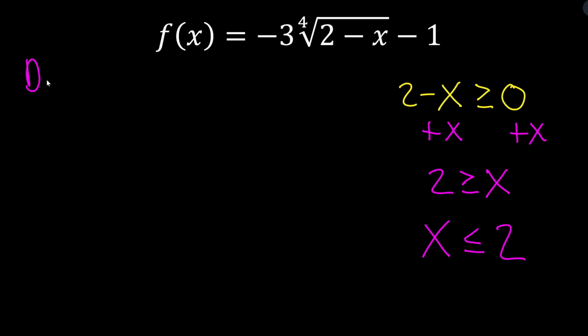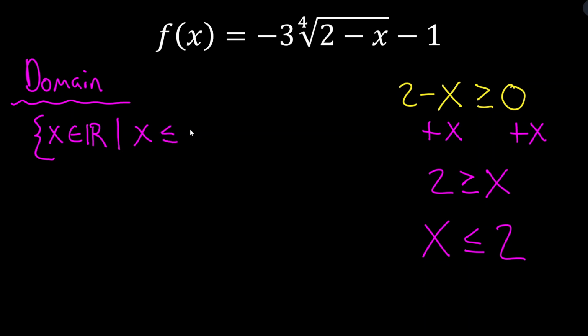Well, we can write our domain, and we could write it in set builder notation like this. X is a real number such that x is less than or equal to 2. And that's one way to write it. And we can also write it in interval notation.